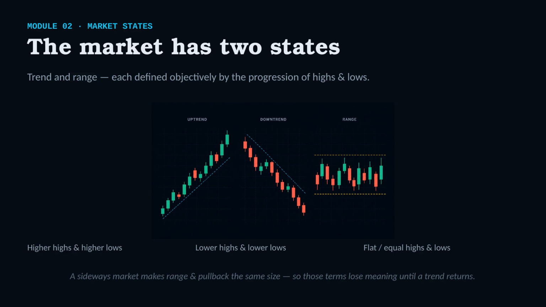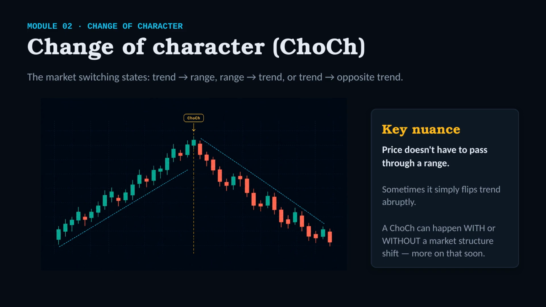In a sideways market, the up move and the down move are roughly the same size, which means the concepts of range and pullback, which we are about to define, lose their meaning entirely until a trend returns. Since the market has different states, and since you trade each state differently, the transition between states is critically important. In classic smart money language, the moment the market changes from one state to another is called a change of character. Trend to range, range to trend, or trend to opposite trend.